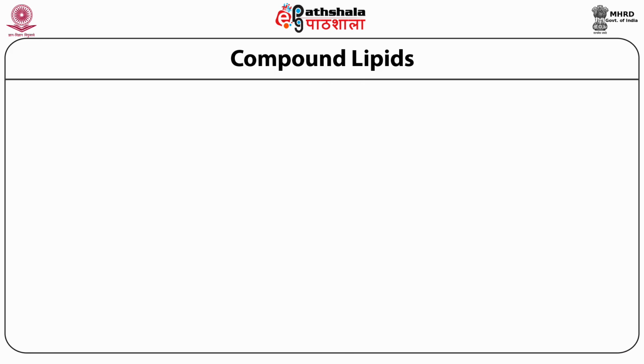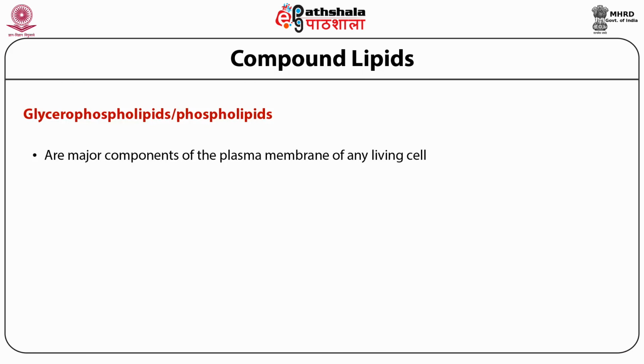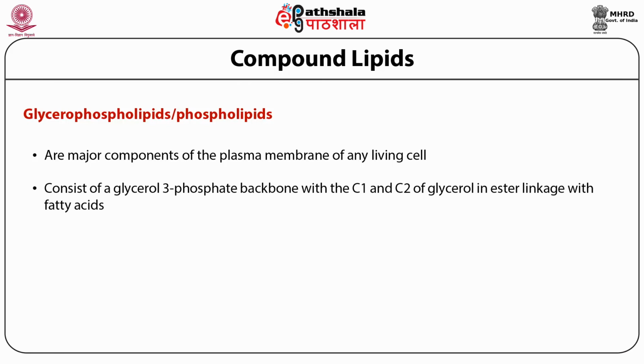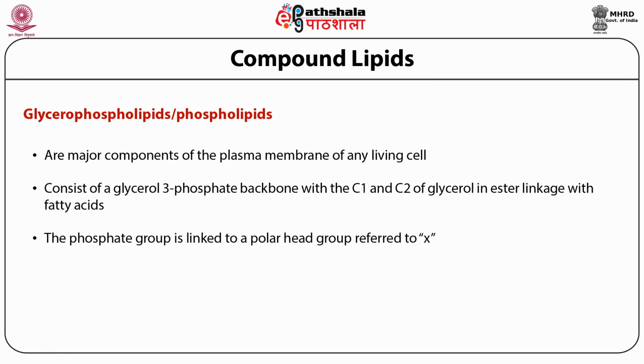Let's move on to compound lipids. Glycerophospholipids or phospholipids are a type of compound lipid. These phospholipids are major components of the plasma membrane of any living cell. They consist of a glycerol 3-phosphate backbone with the C1 and C2 of glycerol in ester linkage with fatty acids. The phosphate group is linked to a polar head group, which is referred to as X.